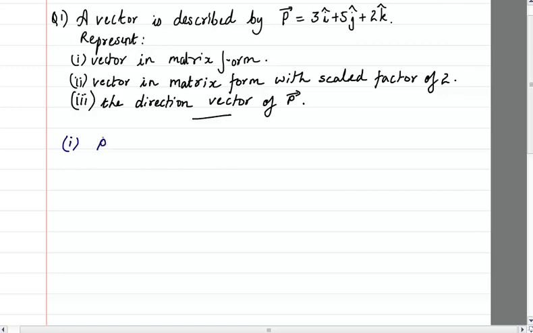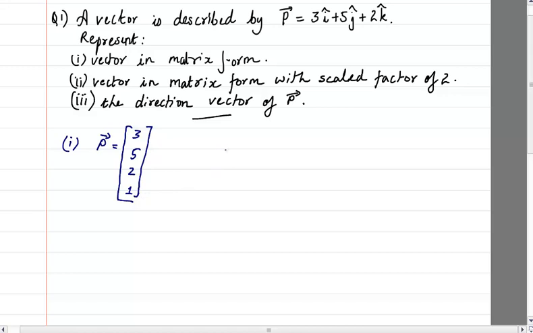values. So I will write p as a matrix which is having four values. First is 3 for i, 5 for j, and 2 for k. And since this is not scaled, I will write that the scaling factor is 1.